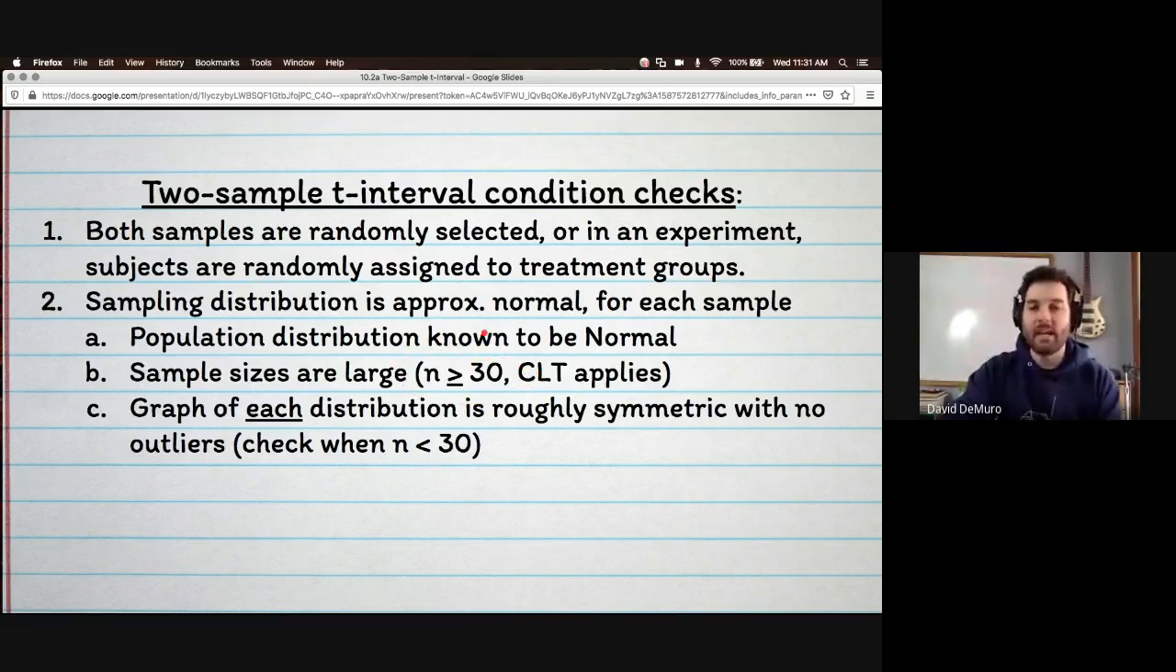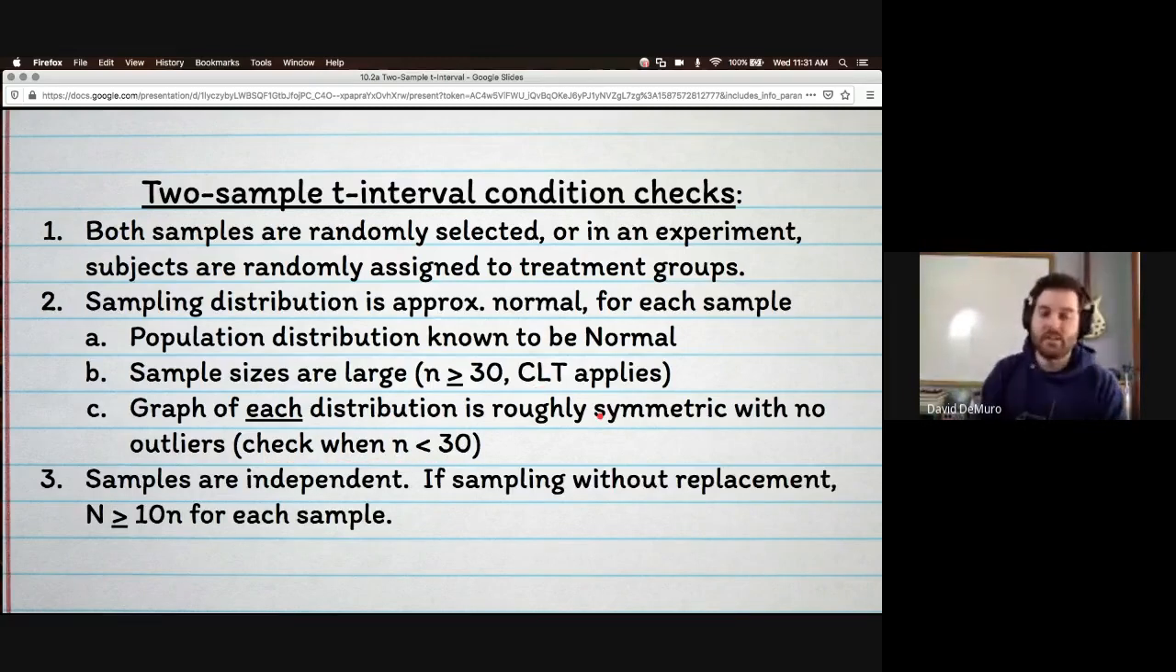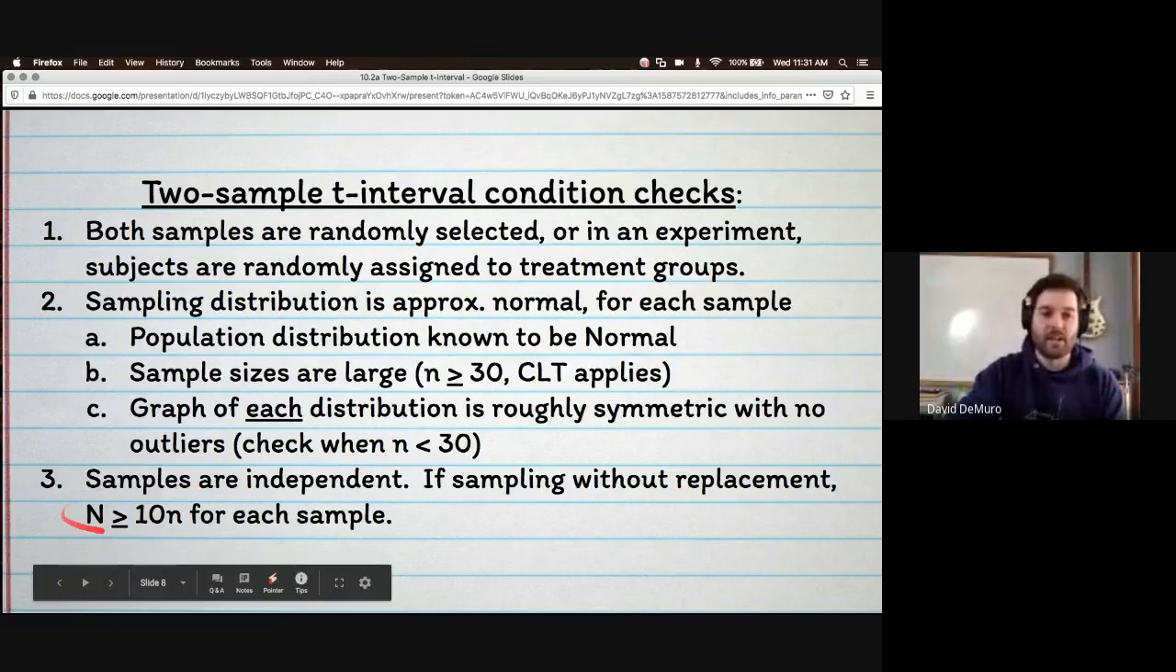And if that's not the case, or if at least one of the samples is not at least 30, then we need to look at a graph of the distribution of the data to see that it's roughly symmetric with no outliers. We only, again, need to do this check when the sample size is less than 30. And number three is that the samples need to be independent. And if we're sampling without replacement, then the population has to be at least 10 times the sample size for each sample.